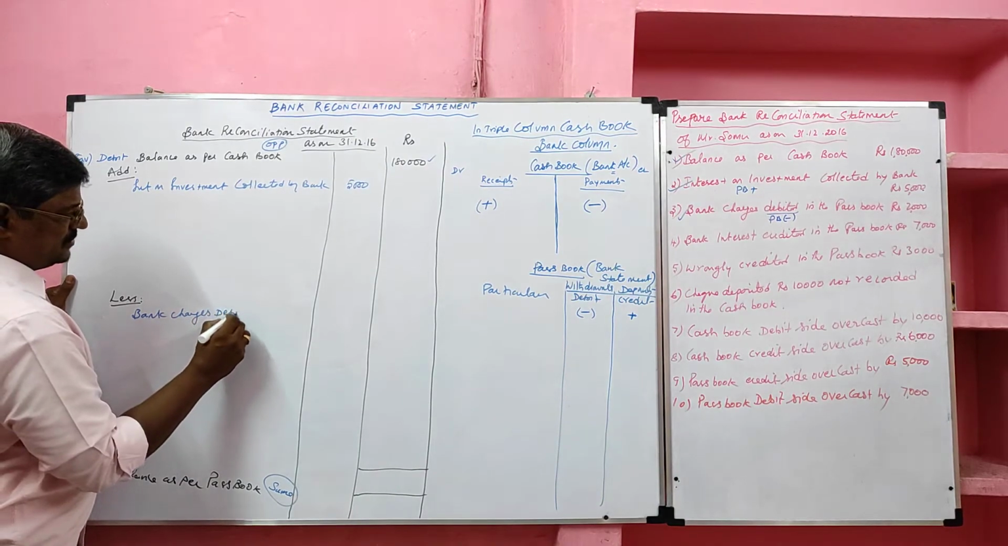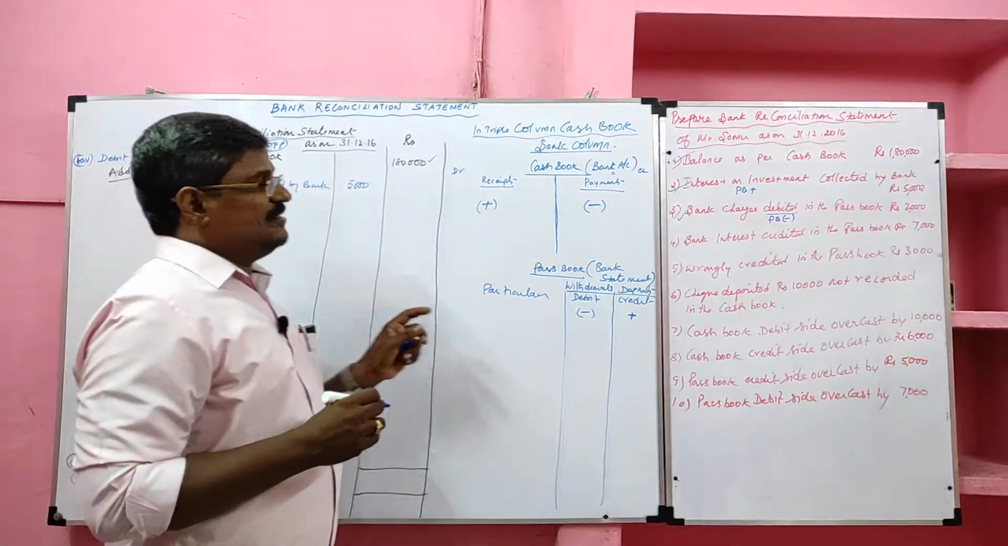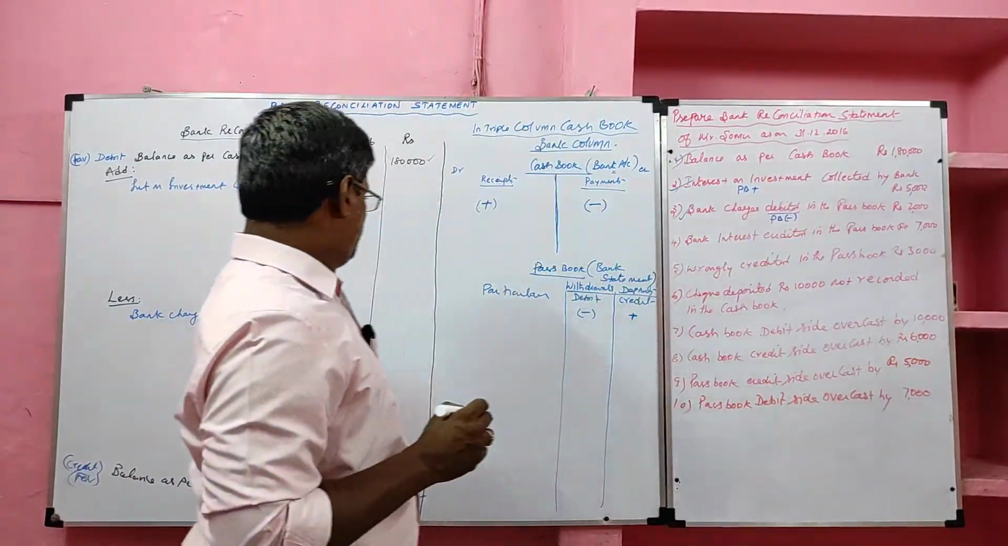Bank charges debited in the passbook, how much? 2,000.